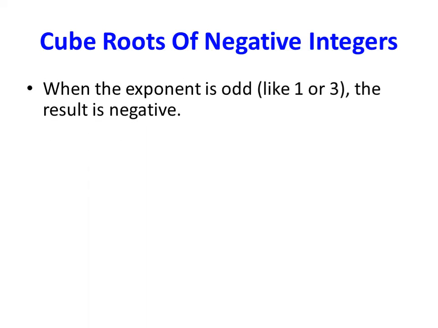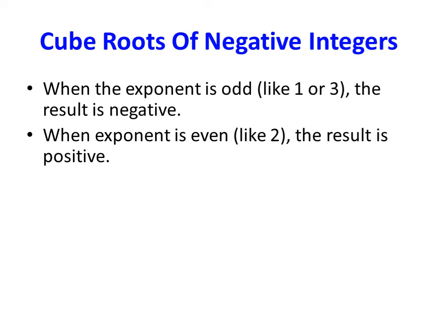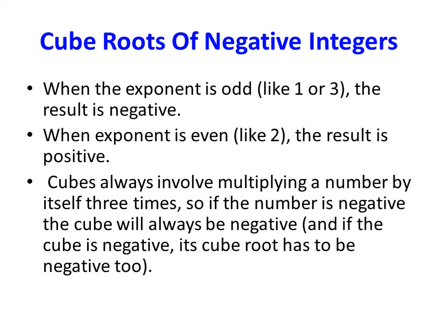When the exponent is odd, like 1 or 3, the result is negative, as we discussed earlier. When the exponent is even, like 2, the result is positive. Cubes always involve multiplying a number by itself 3 times. So if the number is negative, the cube will always be negative, and if the cube is negative, its cube root has to be negative too.